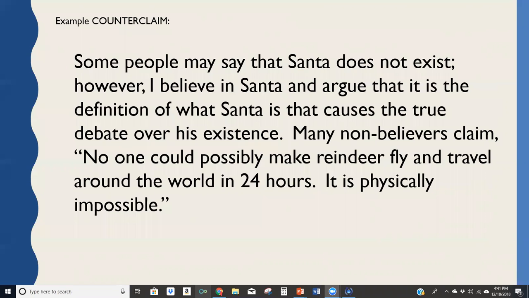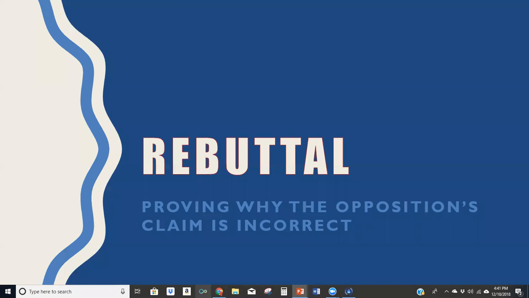Awesome. Okay, so let's move on to the next part, which is going to be the rebuttal. So the counterclaim is about the top 1/3 of your paragraph, and then our rebuttal is going to be the other 2/3 of the paragraph.